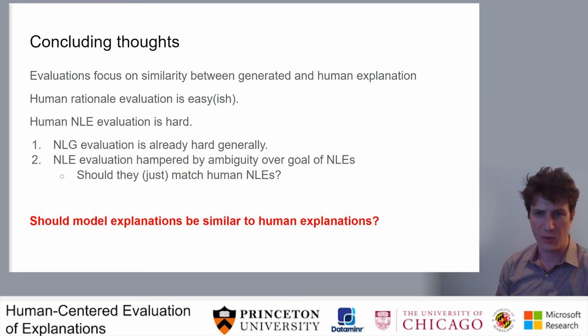And that really begs the main question here, which applies to both types of explanation. Should model explanations be similar to human explanations? Or is that a fundamentally flawed objective, making the whole idea of proxy evaluations kind of useless in this context?